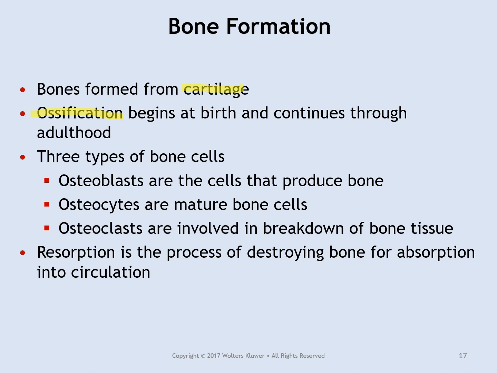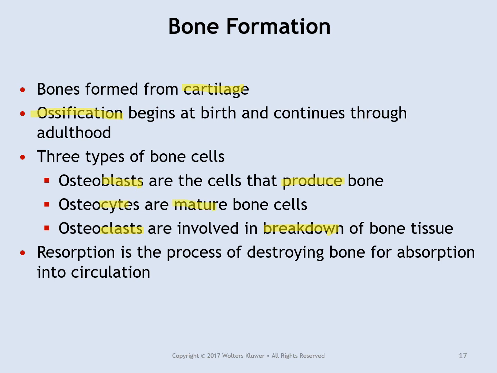There are 3 types of bone cells. There are osteoblasts, which produce or build the bone. I always keep track of the B for building. Then you have osteoclasts, which break down, and then the cells in between are the osteocytes, or when they're mature.